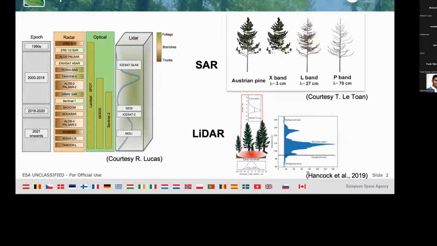And we also consider LiDAR data, spaceborne LiDAR data. In the first phase, we've mostly looked at ICESat GLAS data that gives us very detailed information about the vertical structure of forests. And that's also used to inform the modeling of the radar as a function of biomass.